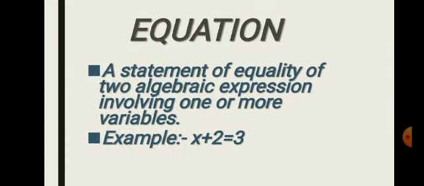What is an equation? A statement of equality of two algebraic expressions involving one or more variables. For example, x plus 2 is equal to 3. In this, the equality sign will be in between. There is a combination of algebraic expressions. How do algebraic expressions form? With the help of constants and variables. We involve our four fundamental operations. Using our four fundamental operations, we make an equation.